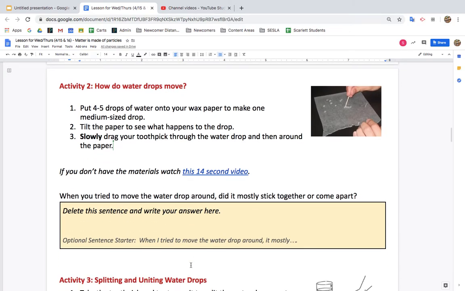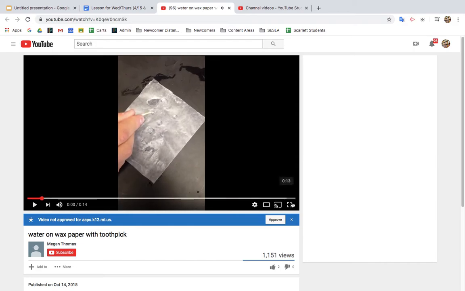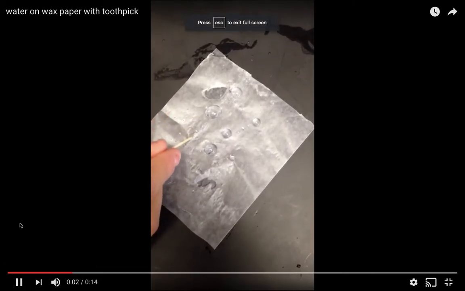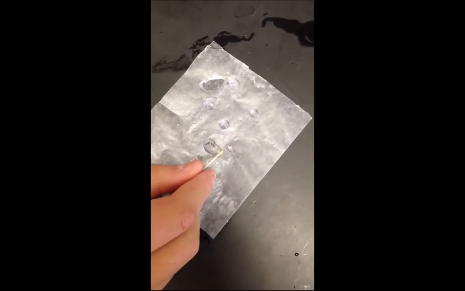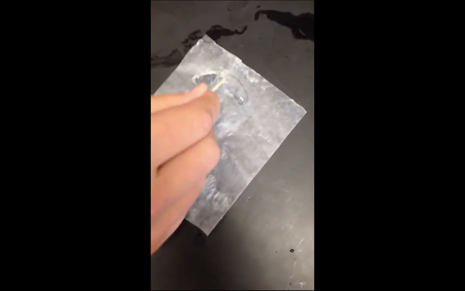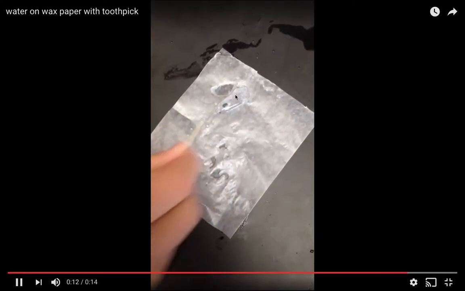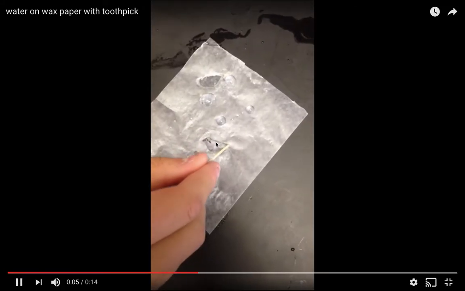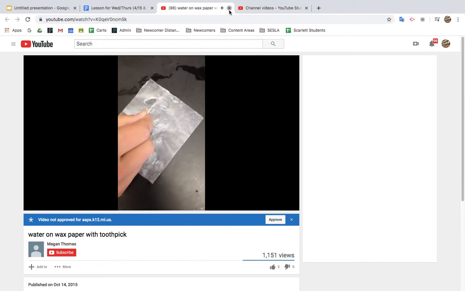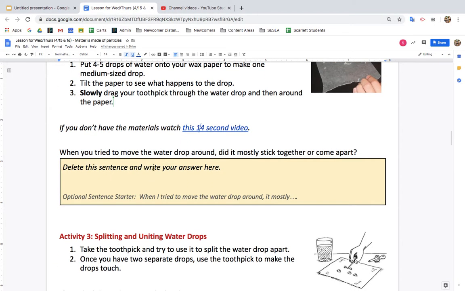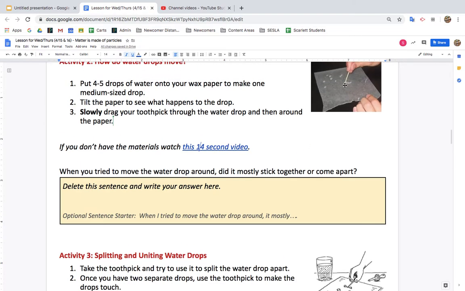Activity 2. How do water drops move? Put 4 to 5 drops of water on your wax paper to make one medium-sized dot like they did here. Tilt the paper to see what happens to the drop and slowly drag your toothpick through the water drop and around the paper. If you don't have the materials, watch this 14-second video. That's what I'm going to do. All right, let's see what happens. It's like a train. Wow, it's all moving together, right? Notice how it's not splitting apart, but it all moves together? Very cool. Okay, so I would write here, when I tried to move the water drop around, it mostly stuck together. That was pretty cool.